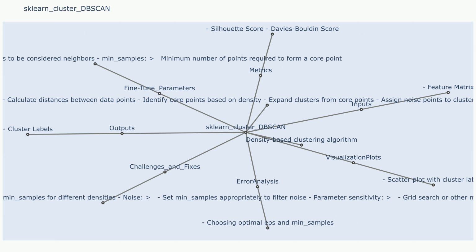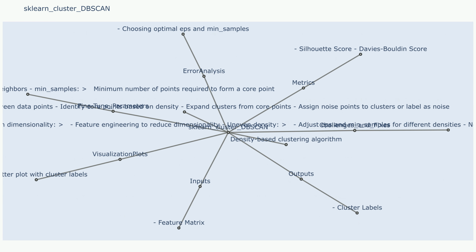Choosing the optimal eps and min_samples. These parameters are crucial for DBSCAN's performance, and selecting the wrong values can lead to inaccurate clustering or missing clusters. If the eps value is too small, the algorithm may fail to connect nearby core points and result in fragmented clusters. Conversely, if the eps value is too large, it may merge clusters that should be separate.